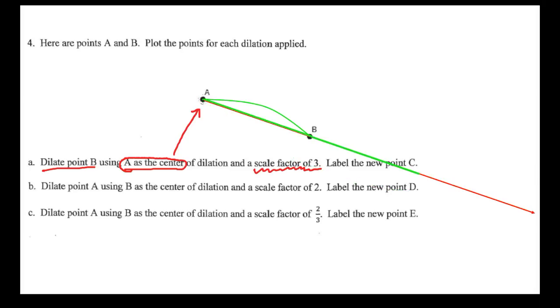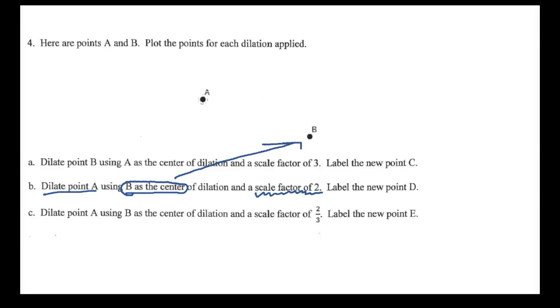Remember, taking our original distance, multiplying it by 3. So 1, 2, 3. That gives us our point, C prime.